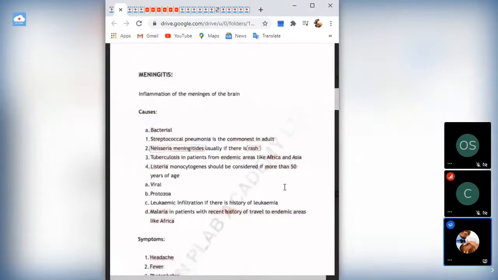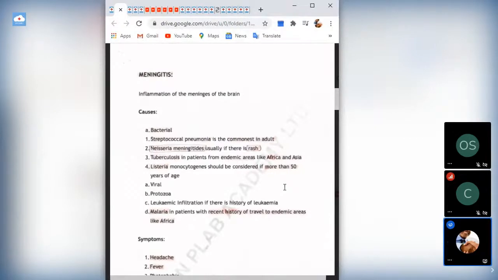Now, for the viral causes, you should think of things like herpes simplex type 1, Epstein-Barr virus, cytomegalovirus. But usually, viruses don't cause meningitis. What they tend to cause is encephalitis. So when you see viral meningitis, you should be thinking that there is usually an associated meningoencephalitis. So usually both encephalitis and meningitis when viruses are involved.